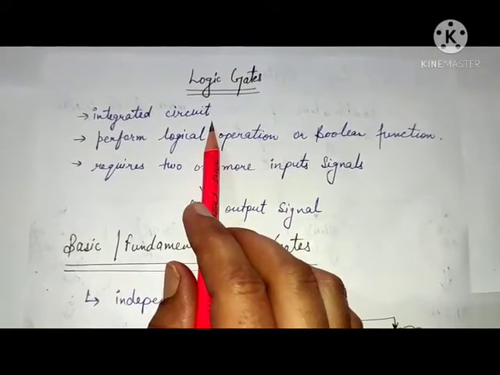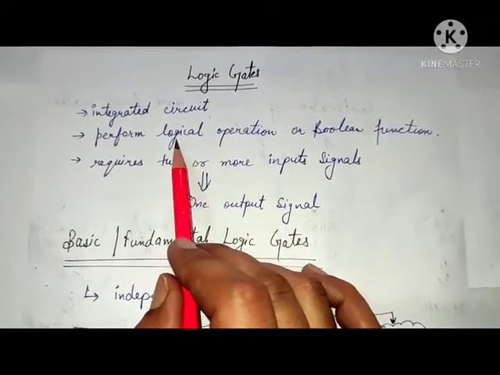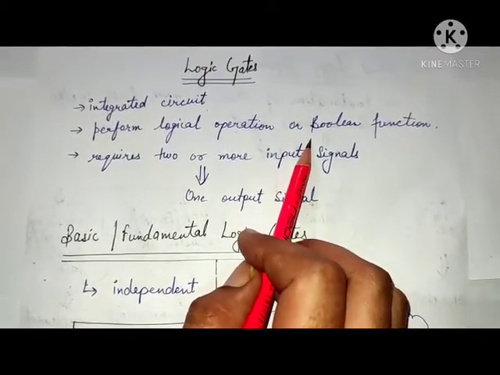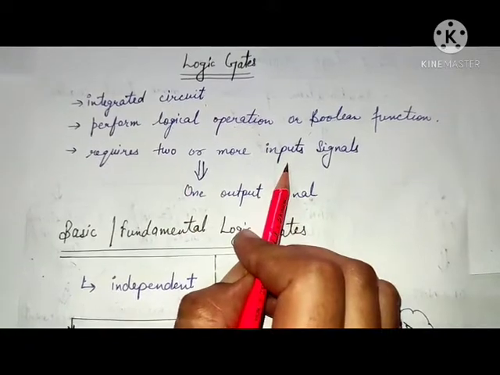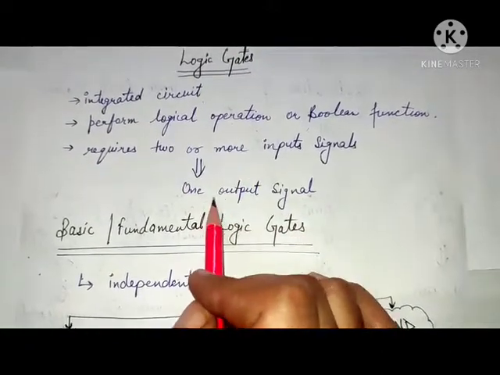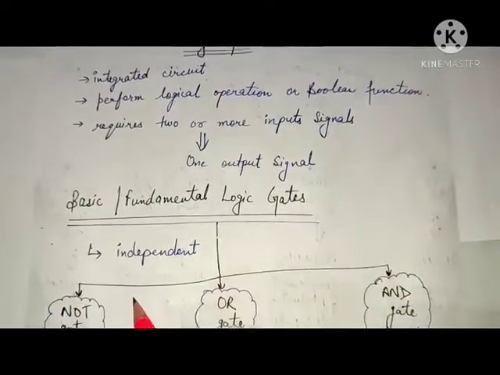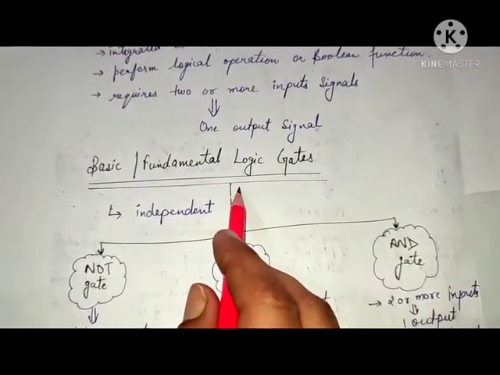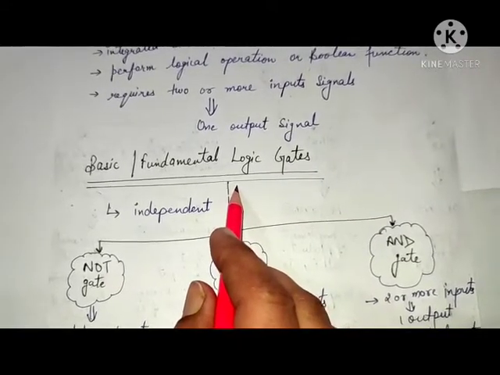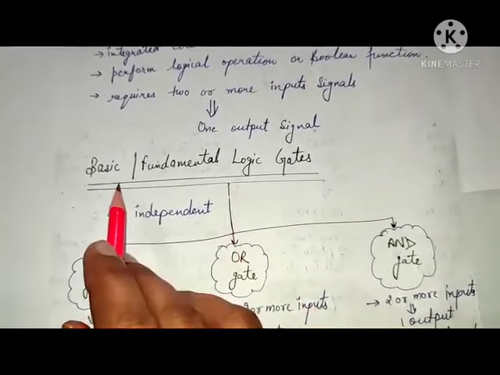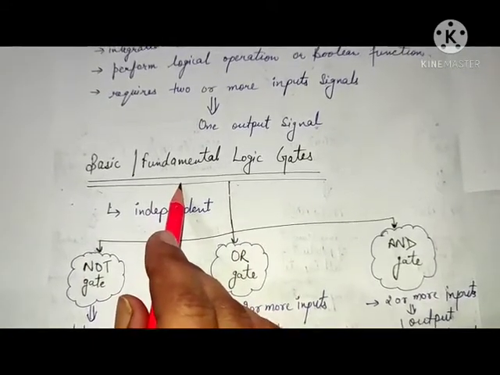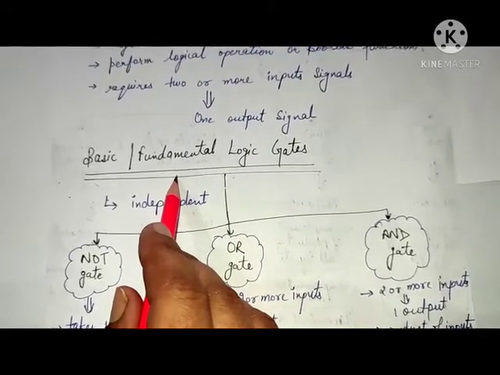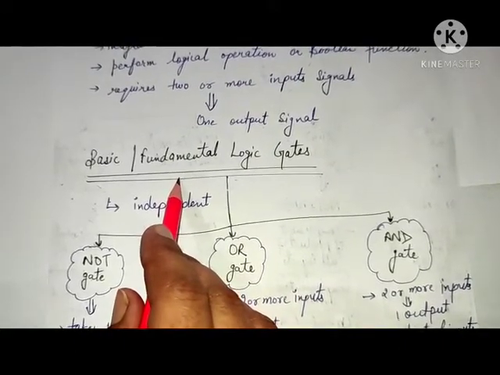Logic gate is the integrated circuit which is used to perform logical operations or Boolean functions. It requires two or more input signals and it produces only one output signal. Now firstly we have to discuss the basic or fundamental logic gates. These gates are independent of any other gate, so that's why these gates are called basic or fundamental logic gates. And these gates take two or more inputs and produce one output only.